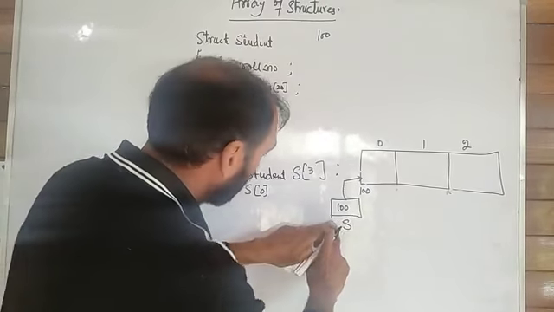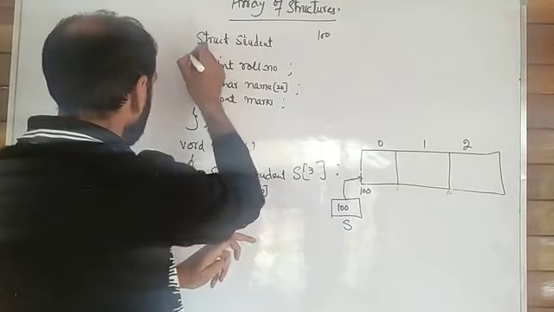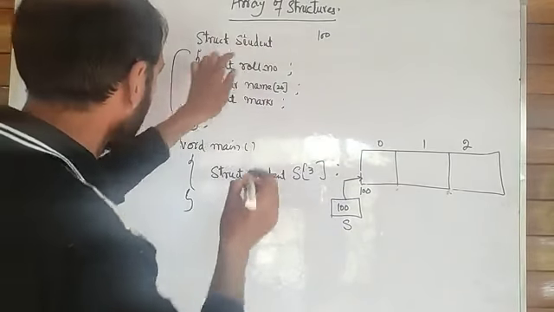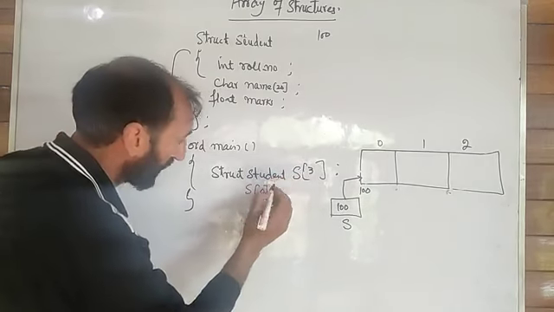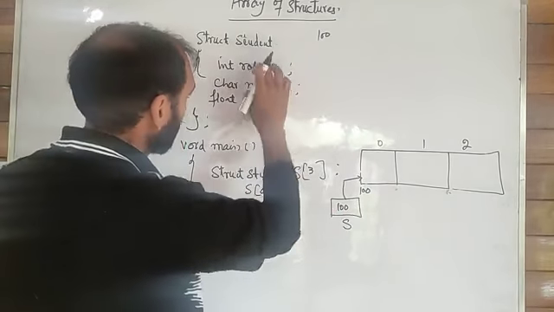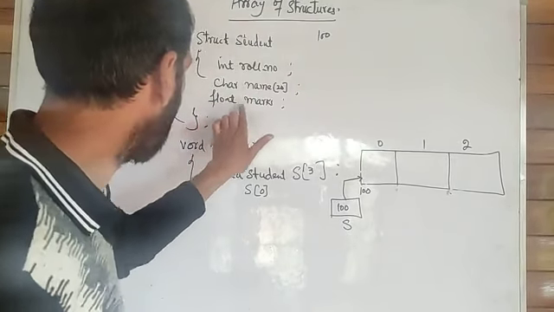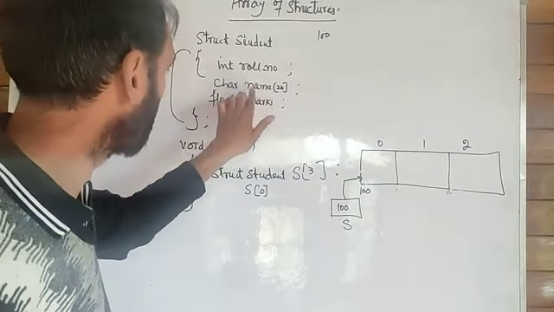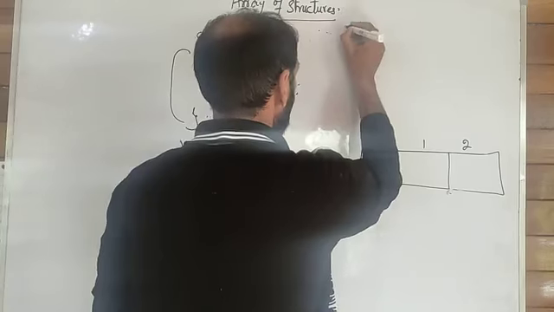Now what does this S contain? S is the object of this struct student, because we have declared S as the object, but which type of data type is struct student? That means this S contains three types of information: roll number, name, and marks. In the memory, it will be stored just like this.